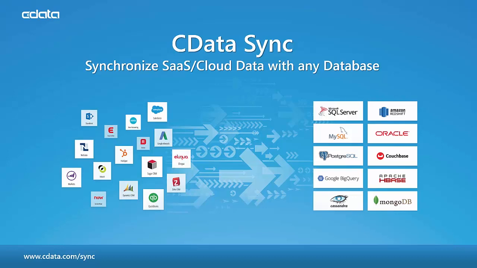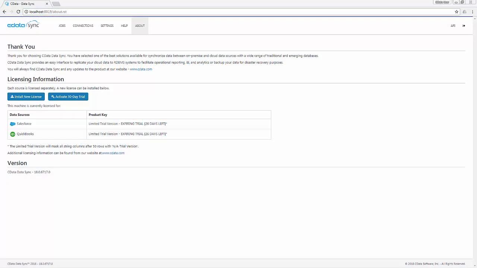This video provides an overview of CData Sync and demonstrates how simple it is to configure and maintain a data replication job. Let's start with the application itself. When you install and open CData Sync, you'll begin on the About page. It's worth noting that each replication source is licensed individually, and licenses can be maintained from the About page.